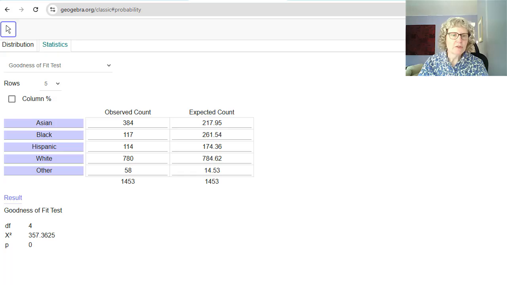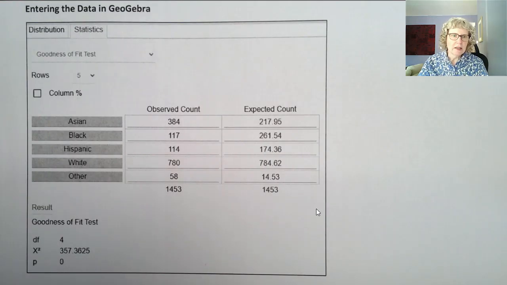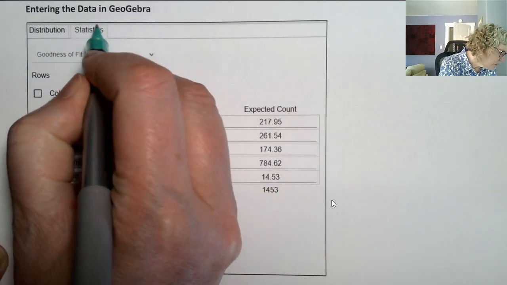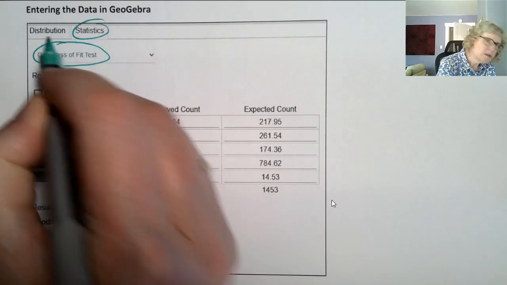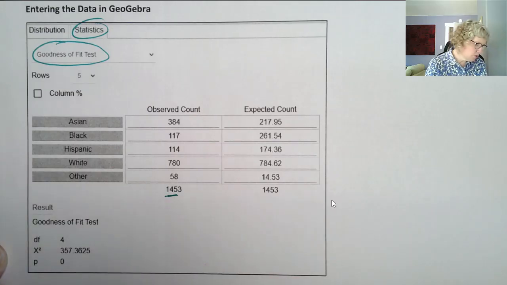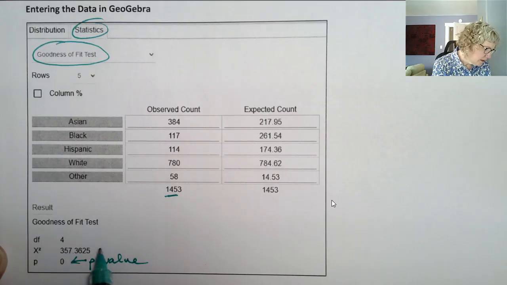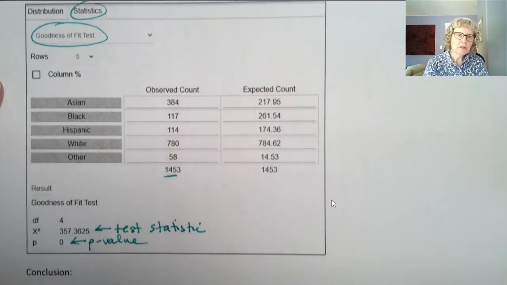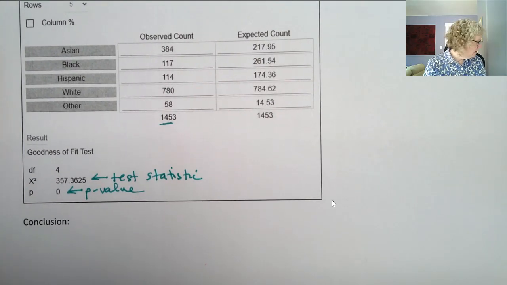So let's use this to write out our conclusion, and then I'll show you more about the chi-square distribution, okay? So I'm going to go back to the notes, and this is what we had. Statistics tab, goodness of fit test, and we put in all of our stuff, double check the total, and this is our p-value, and the chi-squared is our test statistic. Okay, so let's write our conclusion, and then of course we'll keep talking about this and I'll show you all about the formal stuff, okay?